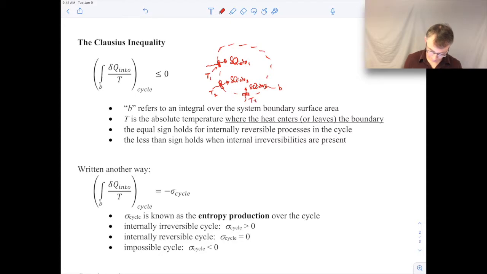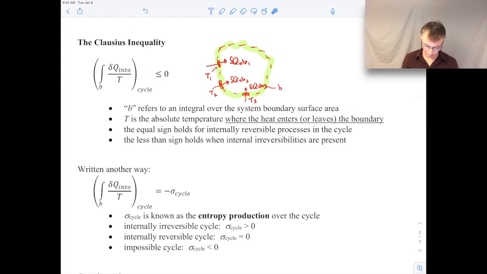Call that 3, so on and so forth. You do that over the entire boundary surface, and that's that integral. And you do that over the cycle. So this is operating over a cycle, so that's why we have that subscript. And when you sum all those together, they have to be less than or equal to 0.